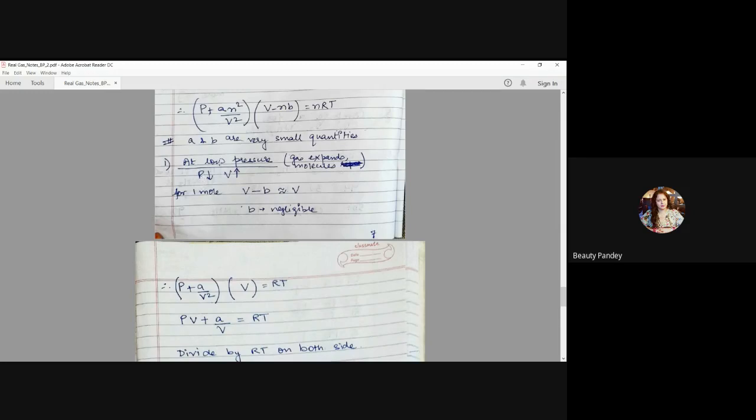So low pressure means what? The pressure is going down and the volume is increasing, right? So what is happening in that case? When the volume is increasing, it means that the gas molecules are expanding.